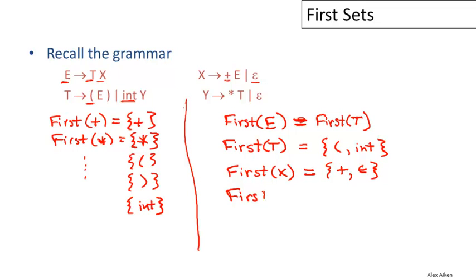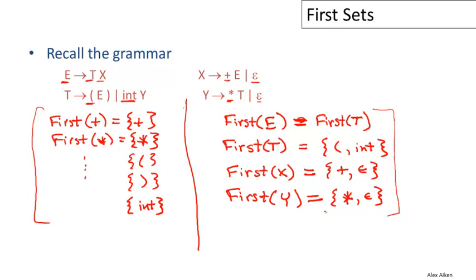And now what about the first of Y? Well, the first of Y, it's a similar structure to the productions for X. We have one production here that produces a terminal in the first position, and that's times. So the first of Y has times in it. And then Y also has an epsilon production. Y can go directly to epsilon, so epsilon is also in the first of Y. All right? And that's actually it for this grammar. These are the complete first sets for all the symbols of the grammar. The terminals just have themselves in their first sets, and then the non-terminals we computed have these sets.